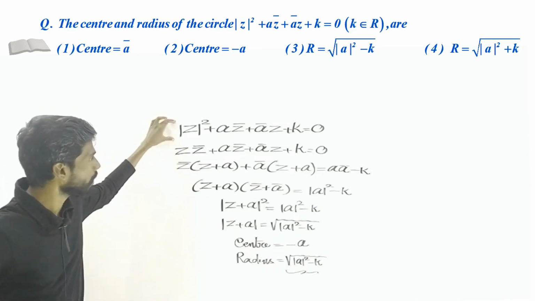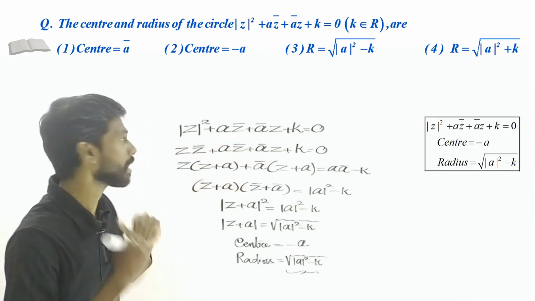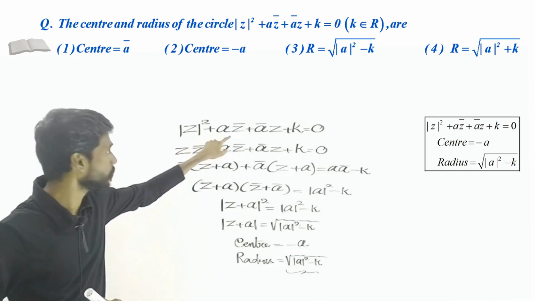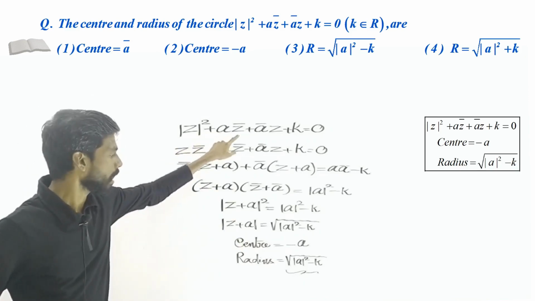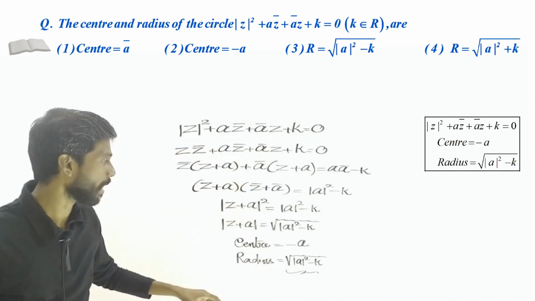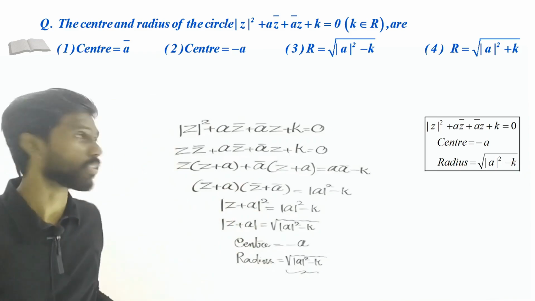So mod z square plus a z bar plus a bar z plus k. If this is the form of circle given, we can directly write the center to be minus a. That is the negative of the coefficient of this z bar, right? And similarly, the radius can be written using this formula, modulus of a squared minus k. All right. So this is the center and radius of this circle equation, okay.